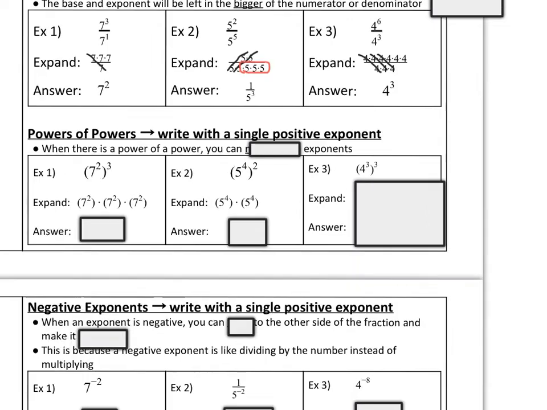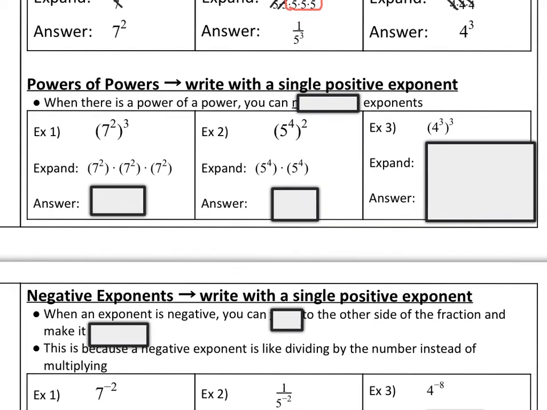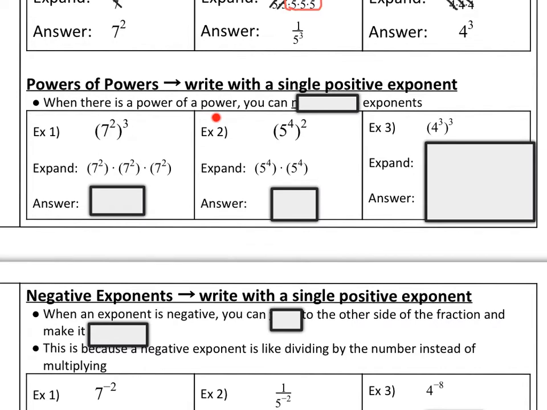Let's take a look at powers of powers. When there's a power of a power, you can multiply the exponents. Let's look at our first example. 7 squared to the third power. That's 3 groups of 2 sevens. So 7 squared times 7 squared times 7 squared. That's going to give us 2 sevens plus 2 more sevens plus 2 more sevens, giving us a total of 7 to the 6th power, which we also could have got by doing 2 times 3, because there's 3 groups of 2. 7 to the 6th.